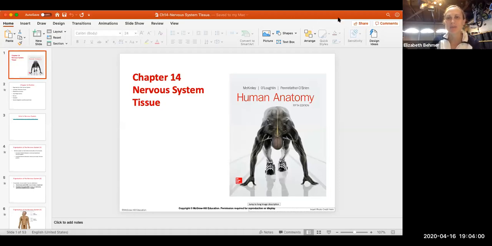Okay, so this is chapter 14, the nervous system tissue. This is an introduction to the nervous system. The last 3 chapters of this unit will go through the nervous system and then the special senses, which are your ears and eyes. So we'll just start talking about nervous system tissue first of all.